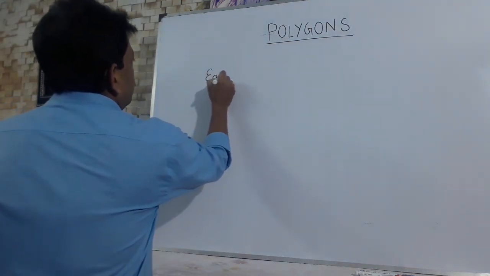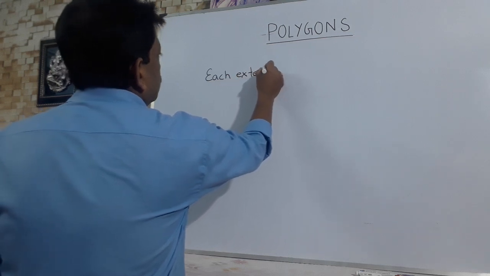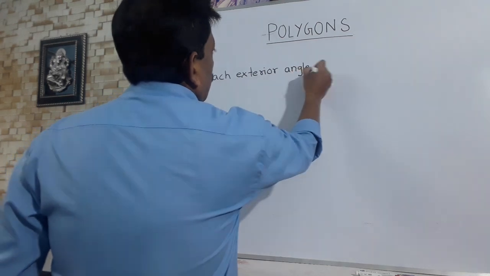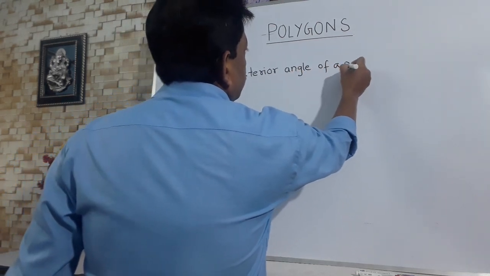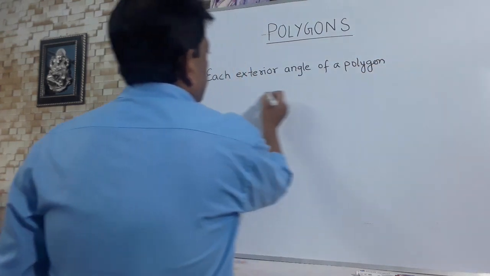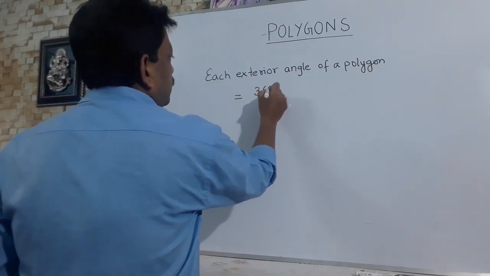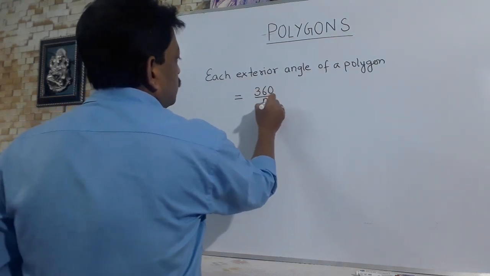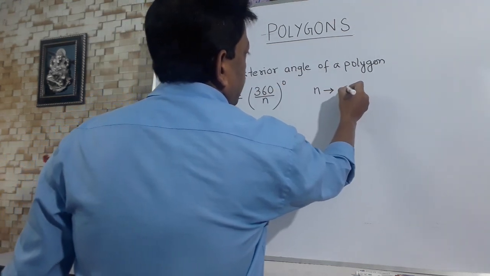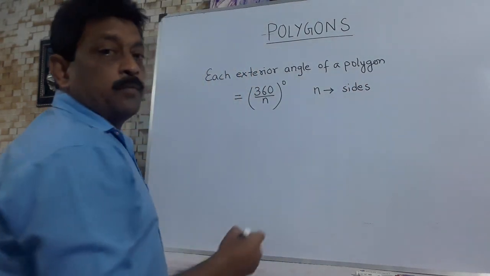Each exterior angle of a polygon is given by the relation 360 degrees by n, where n is the number of sides.